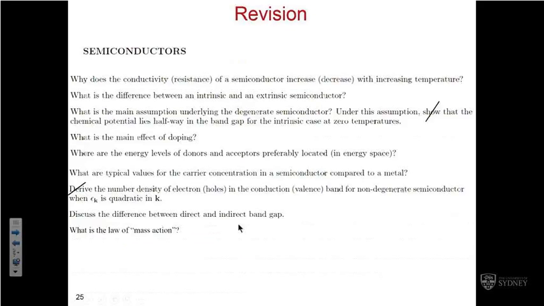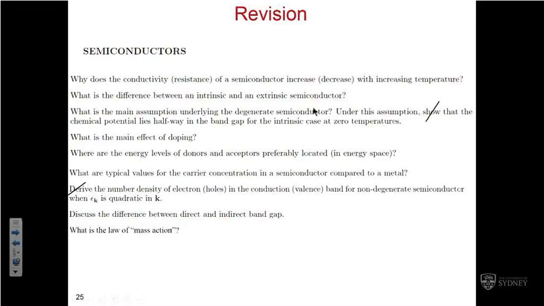Then semiconductors. You'll need to know a little bit how the conductivity changes with increasing temperature, and conversely the resistance. Definition: what is the difference between intrinsic and extrinsic semiconductors, and degenerate semiconductor? Now, we spoke about all of that. Remember, the degenerate one was when you packed so many carriers into the material that it becomes metallic-like. That would be sufficient if you were asked what is a degenerate semiconductor.